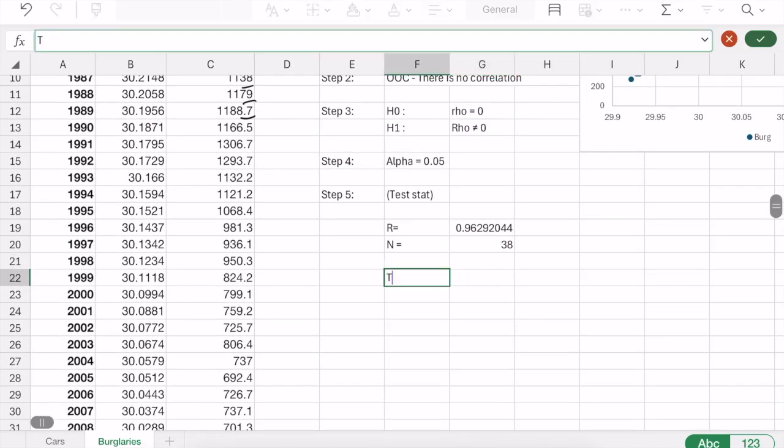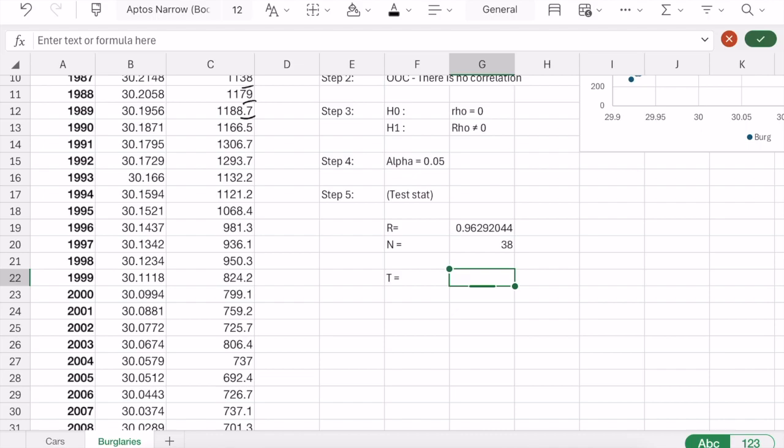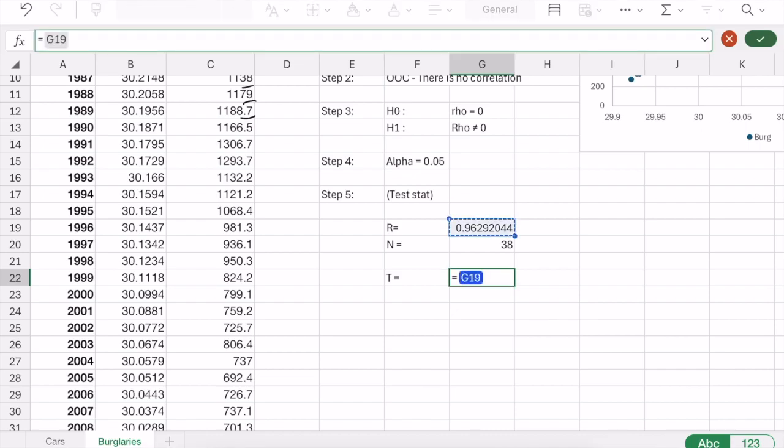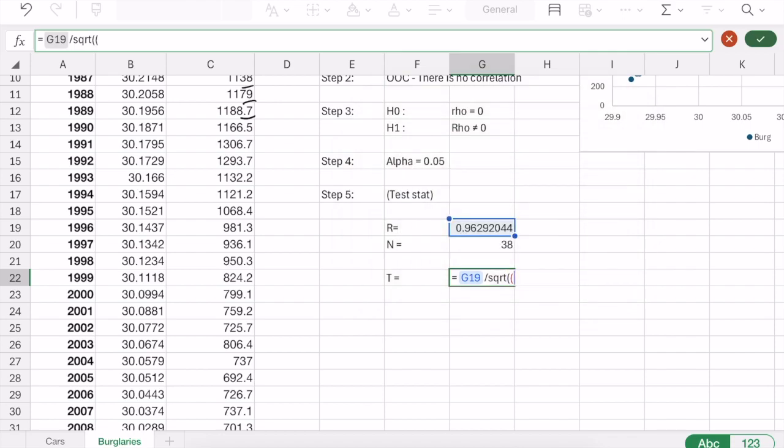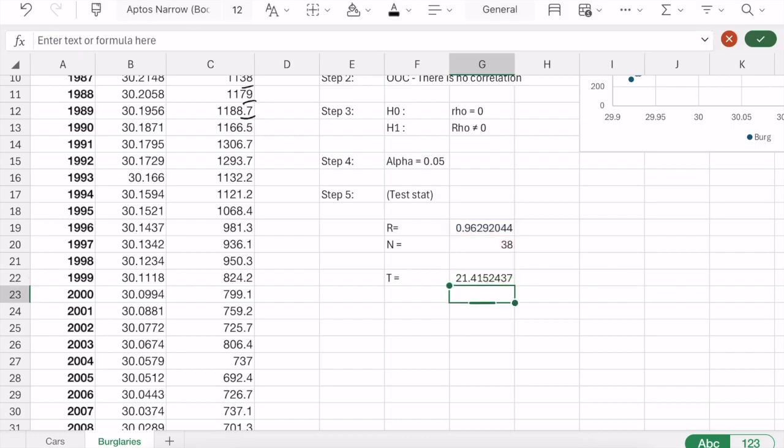t equals r divided by the square root of 1 minus r squared, divided by n minus 2. Close parentheses there. 21. That's a huge test statistic there.